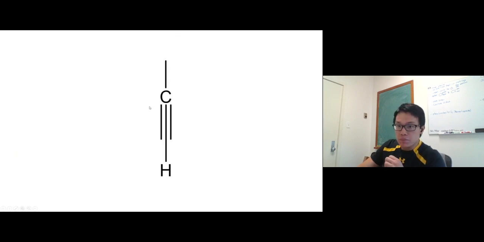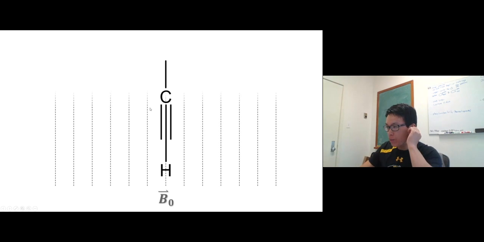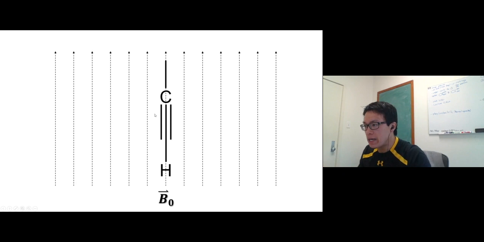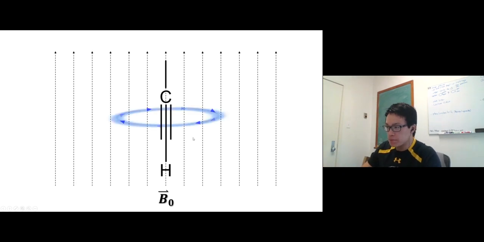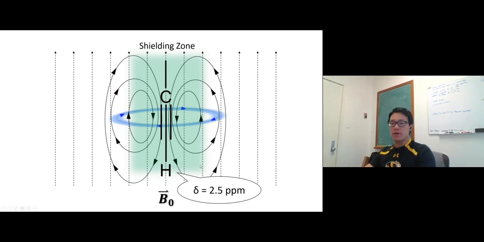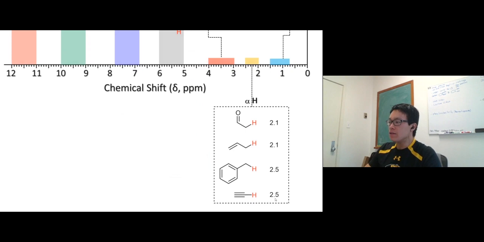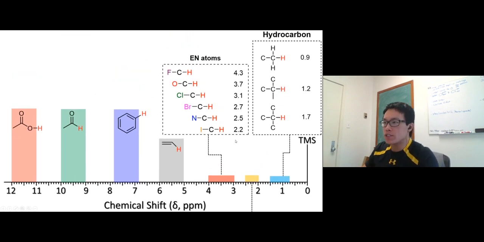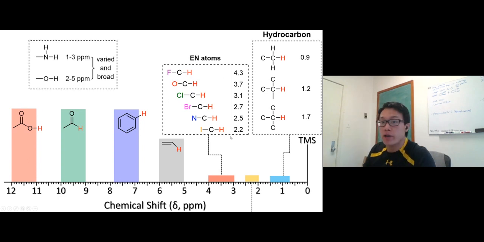On an alkyne, it's a little bit weird, but I put it right here. We put it in the external magnetic field, and the magnetic field from the pi electrons of the pi bonds goes in that direction. Take a look: this proton right here is actually in a shielding zone, so the chemical shift is not that high, only 2.5 ppm. I put the alkyne down here with the alpha proton. It's not an alpha proton, but the chemical shift is close, so I group them together. We're almost there. The last one, hydrogen bonding, we're going to talk about in the next video.